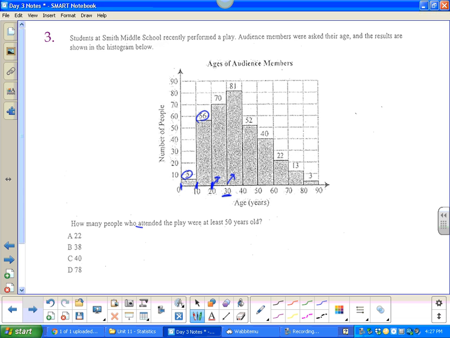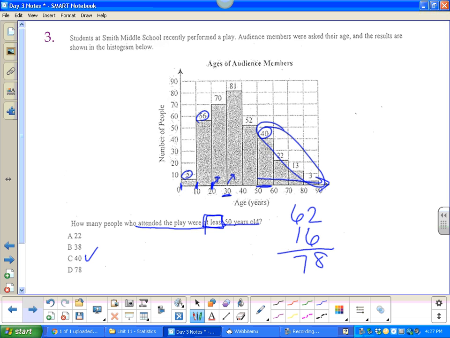So how many people who attended the play were at least, and that's important, 50 years old? A lot of people just look at the 50 to 60 and they see the 40 and they're going to pick C. But at least 50 years old includes all of these people. So you have to add all of these numbers together. So 40 and 22 is 62, and 13 and 3 is 16. So 78.